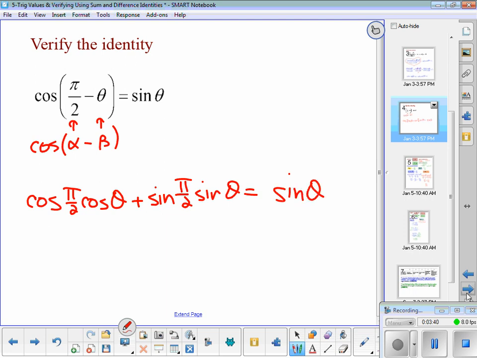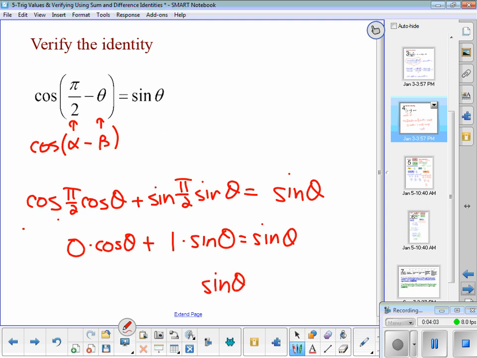Will that be true? So here's where you have to do some trig exact values. I know that cosine of pi over 2, because it's the x coordinate at the very top of my circle, is 0. And 0 times cosine theta is just 0. Sine of pi over 2 is 1, because again, at the very top, my y value is 1. And at the end of the day, I am left with sine of theta equals sine of theta. I work each side, I use my properties and my identities and algebra and arithmetic and my trig exact values to simplify. And I have now verified that cosine of pi over 2 minus theta equals sine theta.